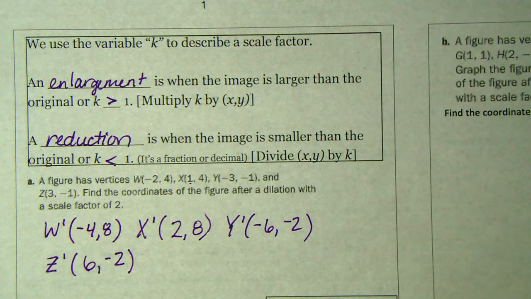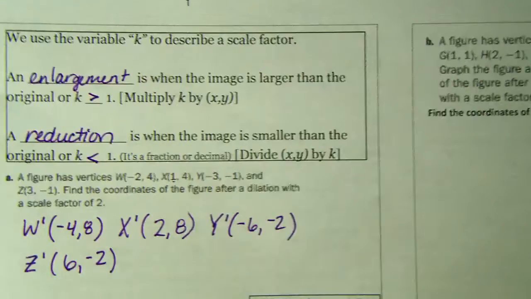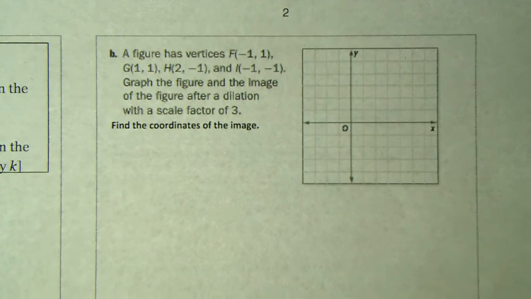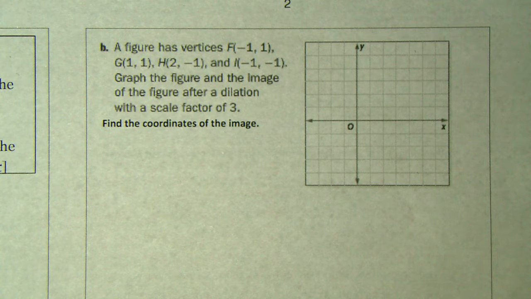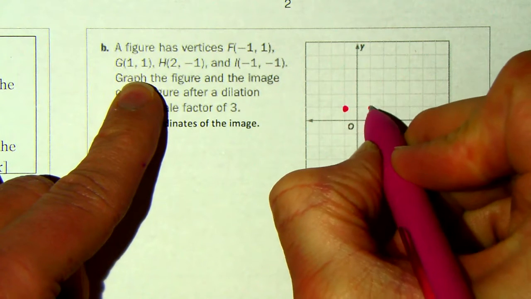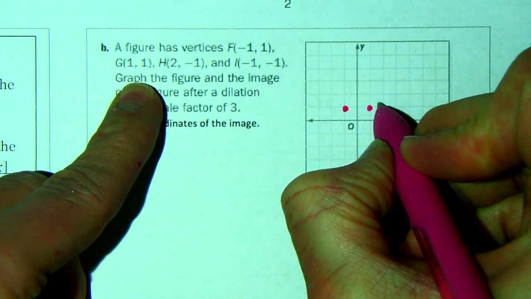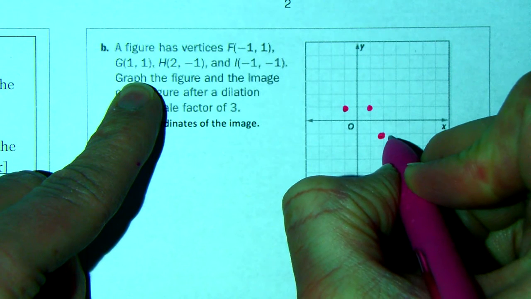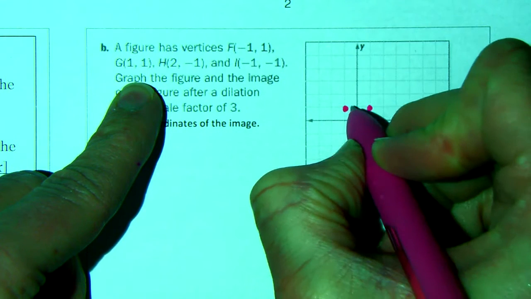All right? So take a look on slide number 4. Here's the type of question they will give you. Once again, they're going to say, hey, graph the pre-image. Graph the original one. I'm going to grab 2 different colors of pen here. I have a purple. I'm going to start with my pre-image. I'm going to make it pink. So plot those points. -1, 1 is F. 1, 1 is G. 2, -1 is H. And I is -1, -1.